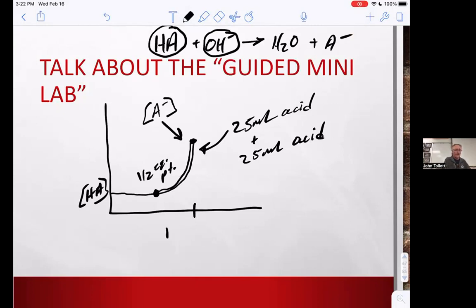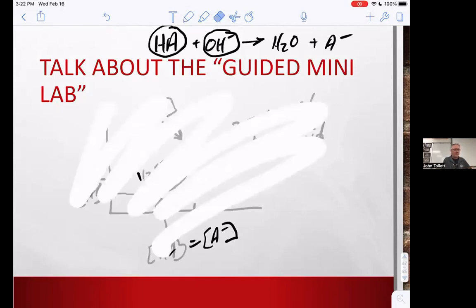Well, at this half equivalence point, what you have is weak acid and the conjugate base in the same concentrations. And with that true, you can figure out some things about the acid. So I'm going to erase this and show it to you real quickly.